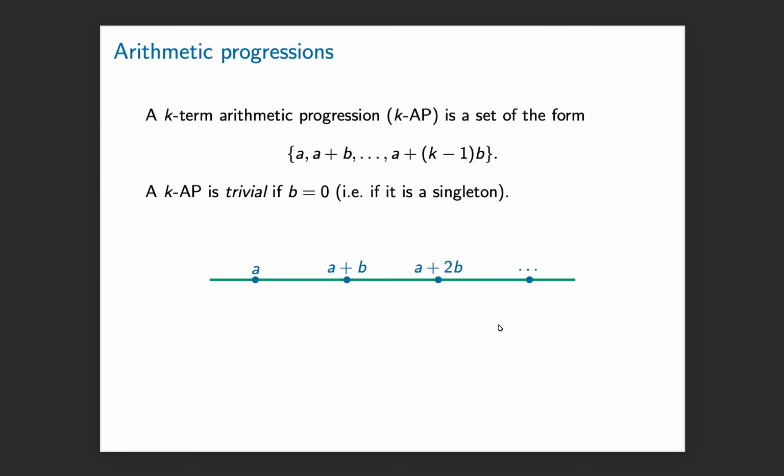Let me start out by introducing you to the K-term arithmetic progression. KAP for short is a set of K numbers such that the difference between any two consecutive numbers is the same. It's a set of the form a plus b, a plus 2b, etc. And a major open question in additive combinatorics is, if we have the integers between 1 and n, how large can a subset of that range be that does not contain a K-term arithmetic progression?